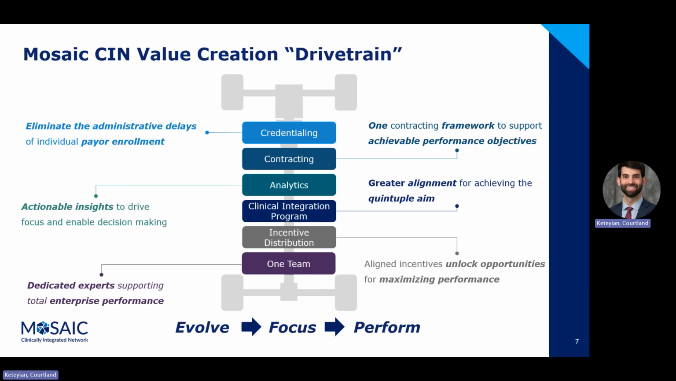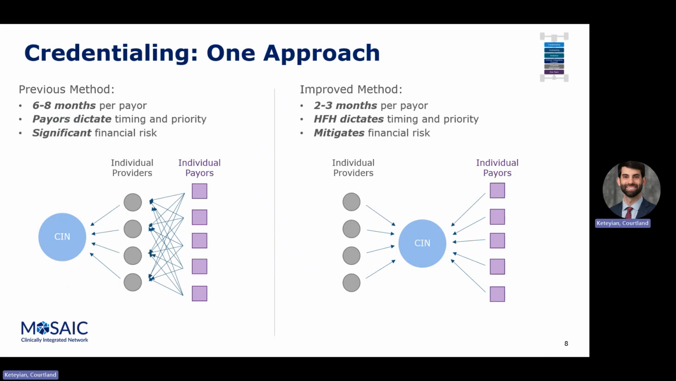The idea is that we're trying to evolve what we've done historically so that we can really focus. When we're able to focus our energy and reduce some of the complexity, we're able to really drive performance. And that's what this is about. The CIN is about driving performance in value to deliver against quintuple aim objectives. So we're going to talk about each one of these areas briefly.